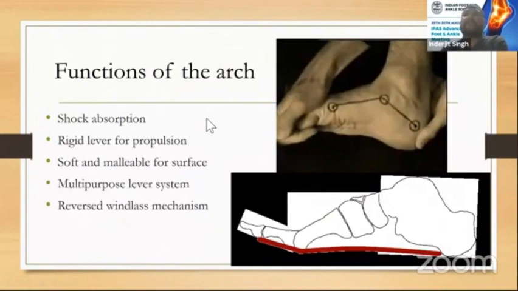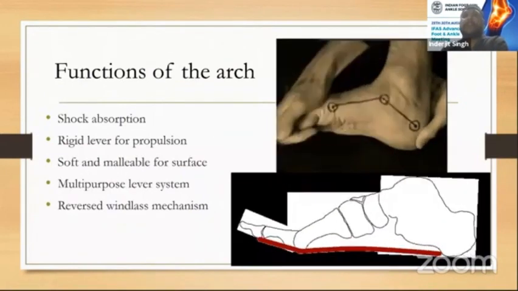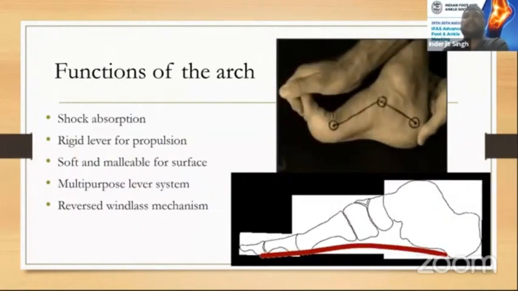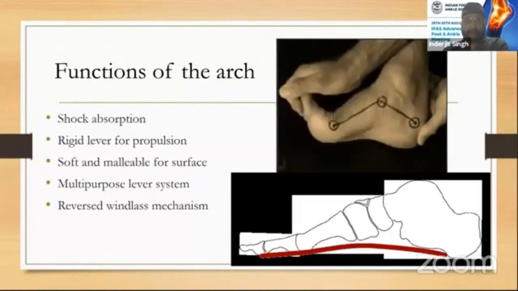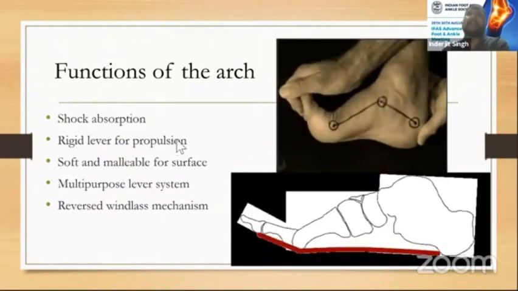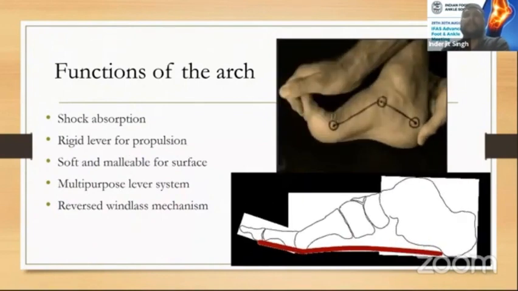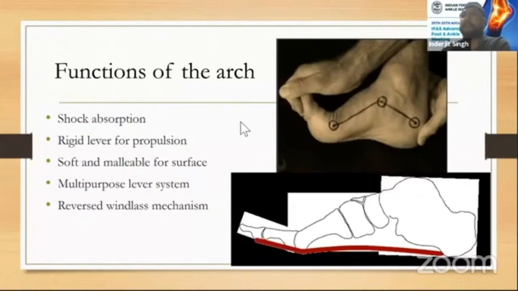So what's the basic function of the arch? This is most important for the postgraduates to understand. The arch works as a shock absorber. It is a very rigid lever which makes us propel the body forward. For surface, it's very soft and malleable, so it can accommodate to the surfaces. It's a multi-purpose lever system with a reversed windlass mechanism, as you can see in this animation there.